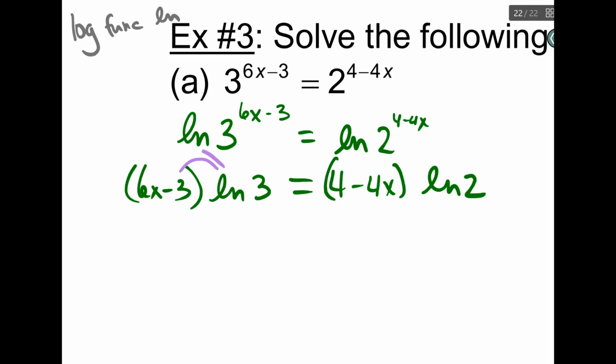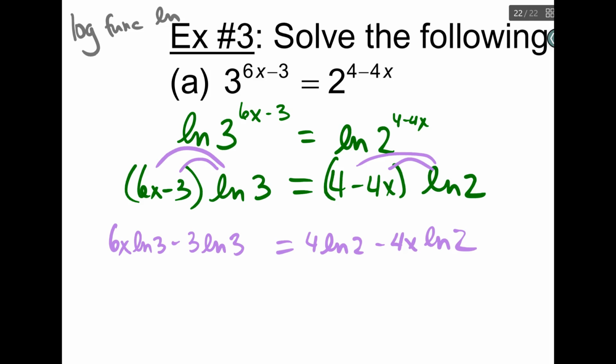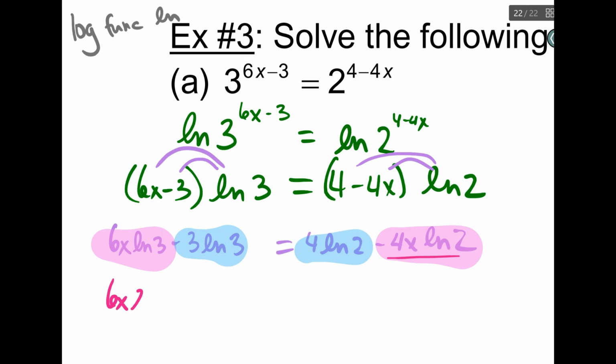Go ahead and I'll distribute the ln of 3 to each one of these. 6x ln 3 minus 3 ln 3. I'll distribute the ln of 2 to both of these terms. 4 ln 2 minus 4x ln 2. And I'm going to move the terms with the x to the left side and the terms without x's, which are constants, to the right side. So I'll add the 4x ln 2. So 6x ln 3 plus 4x ln 2 is equal to 4 ln 2 plus 3 ln 3.